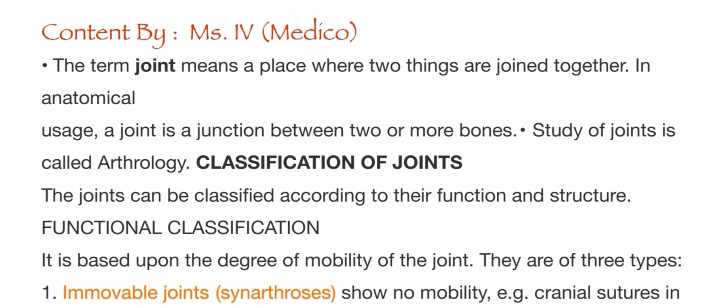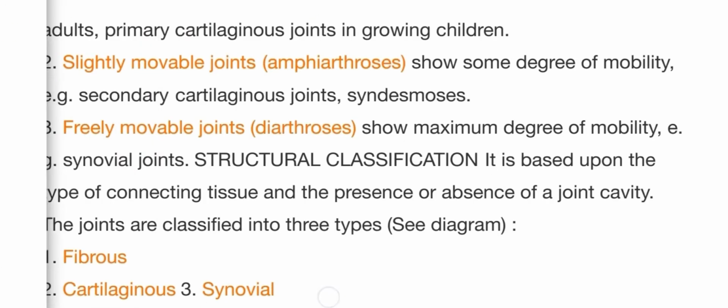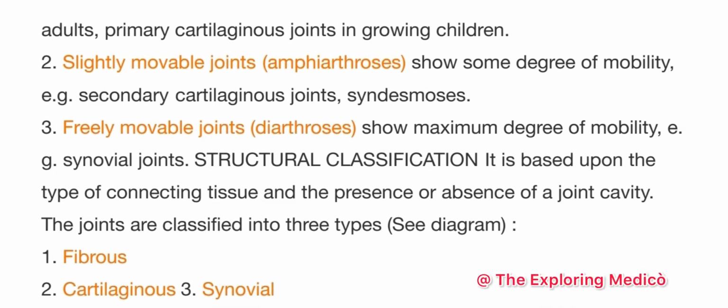So there are mainly two classifications of joint. The joint can be classified according to their function and structure. Functional classification is based upon the degree of mobility of joint. They are of three types: immovable joint, which is also called synarthrosis; second, slightly movable joint, which is also called amphiarthrosis; and third, freely movable joints, which is also called diarthrosis.